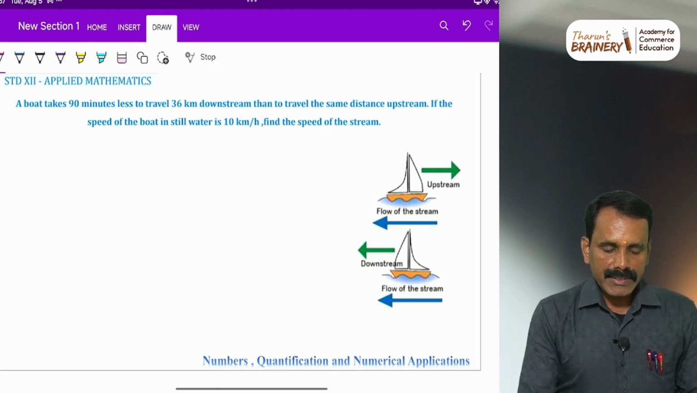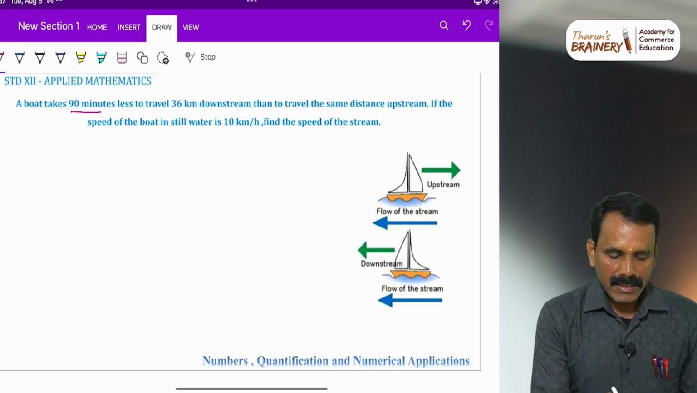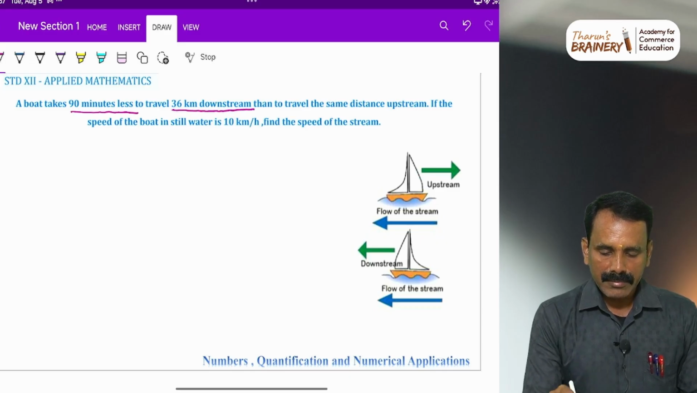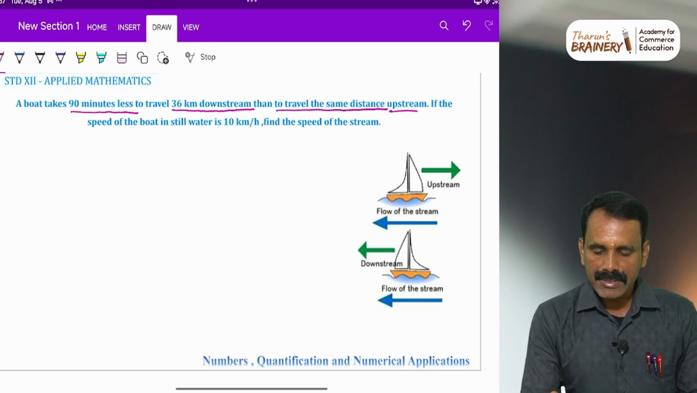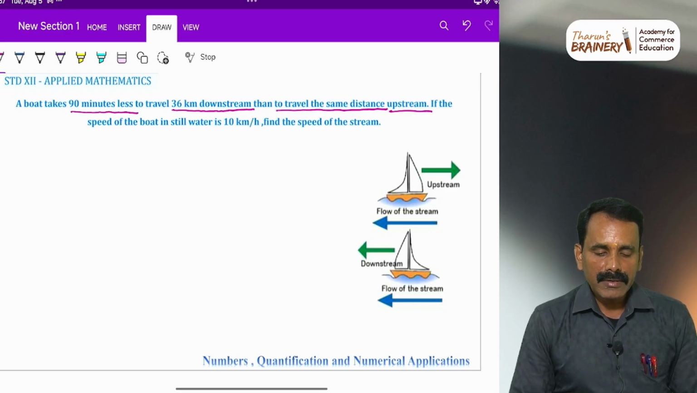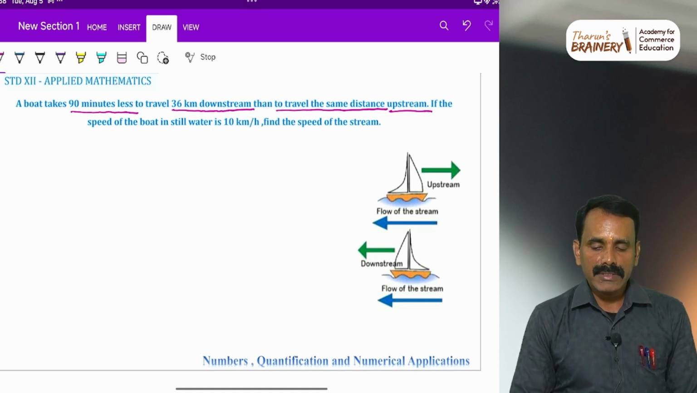Here we are having another problem. A boat takes 90 minutes less to travel 36 kilometer downstream than to travel the same distance upstream. Okay. So for downstream travel, the time is less. It is less by 90 minutes than the upstream travel. If the speed of the boat in still water is 10 km per hour, we are supposed to find the speed of the stream.